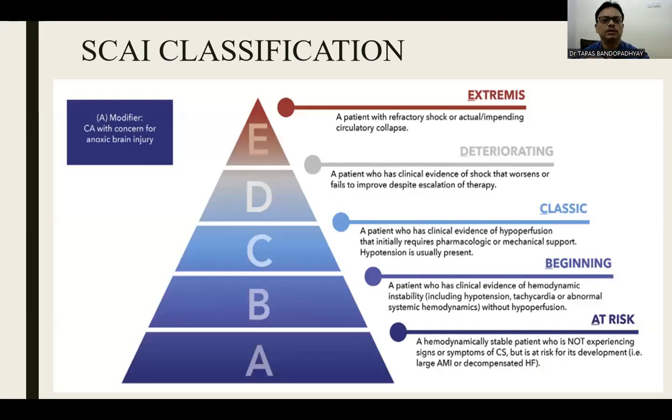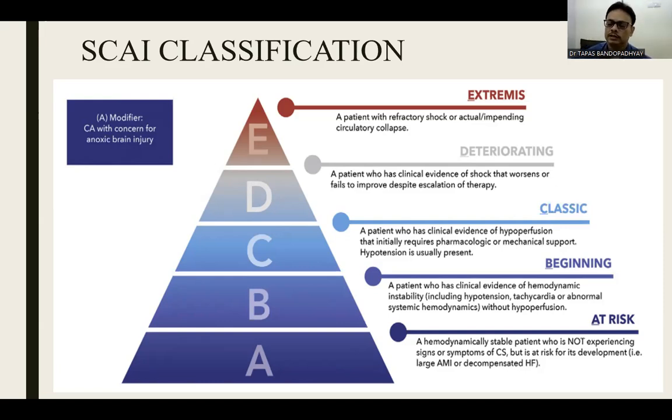This is the SCAI classification, that is the Society for Cardiovascular Angiography and Interventions classification. This is important because it classifies patients as A, B, C, D, E, where A is a patient who is at risk. This is very important and very useful. This is a patient who is at risk.